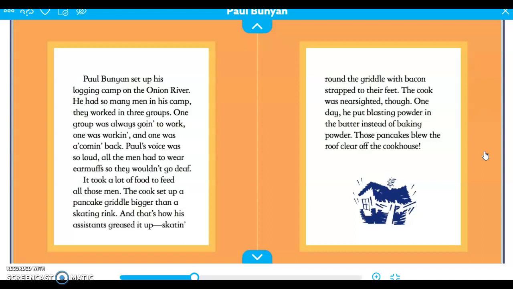Paul's voice was so loud, all the men had to wear earmuffs so they wouldn't go deaf. It took a lot of food to feed all those men. The cook set up a pancake griddle bigger than a skating rink, and that's how his assistants greased it up, skating round the griddle with bacon strapped to their feet. The cook was nearsighted, though. One day, he put blasting powder in the batter instead of baking powder. Those pancakes blew the roof clear off the cookhouse.